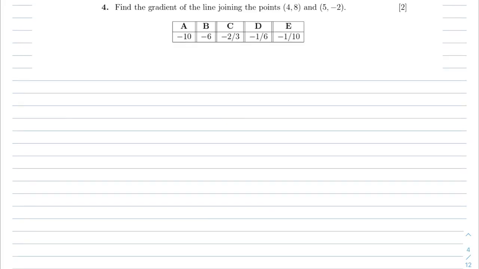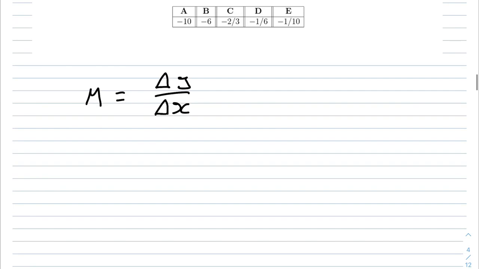Question 4 now wants us to find the gradient of the line joining these 2 points. So this is quite a simple use of our gradient formula, where m being the gradient of the straight line is the change in y over the change in x. So in order to do that, we just have to plug in one y value minus another y value. So let's say 8 minus -2 over the corresponding x value minus the other corresponding x value.